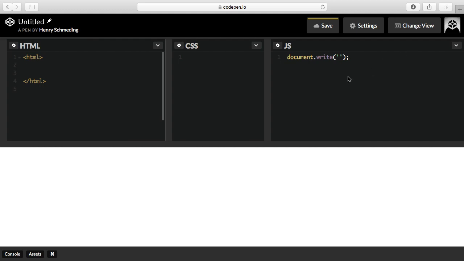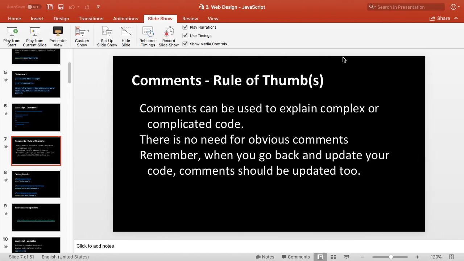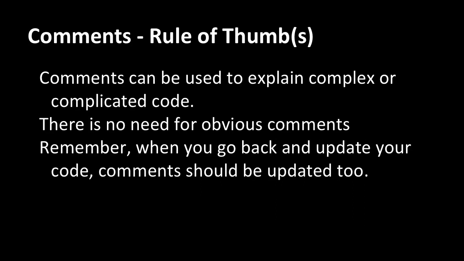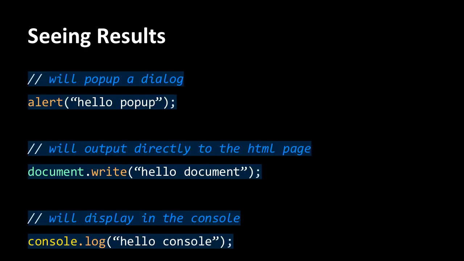So we went over the document, right, comments, play from current slide. Generally, rule of thumb, just like everything else: comments are used to explain complicated code, like in your other programming classes. You don't have to comment everything. And when you do comment and update your code, also remember to update your comments as well.